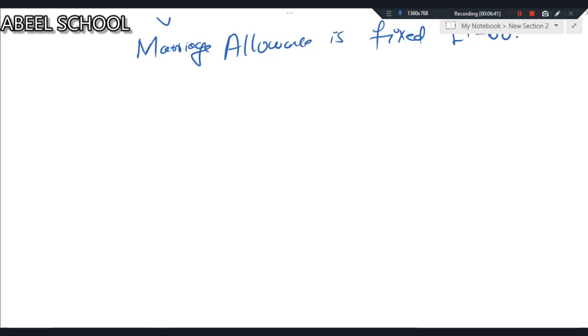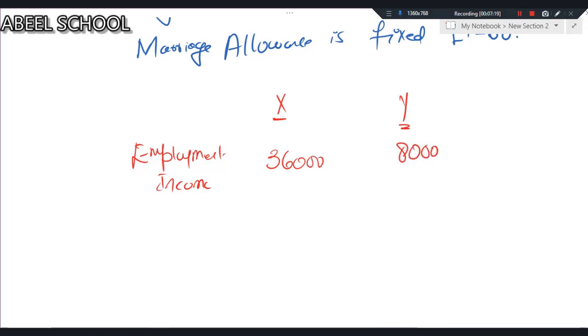Assuming we have husband and wife, let's put any name. Assuming we have X and Y, husband and wife. Assuming X is the husband, Y is the wife. Okay. Let me take employment income. Assuming X is having employment income of 36,000. Y is having employment income of 8,000. Obviously, it can be seen in the question.